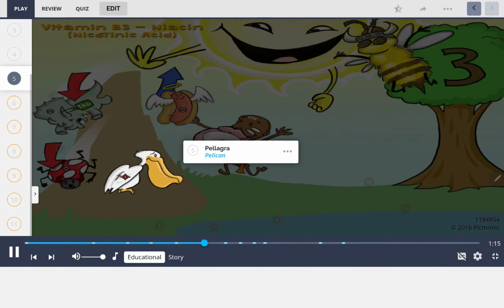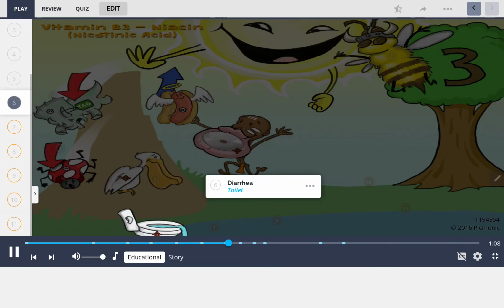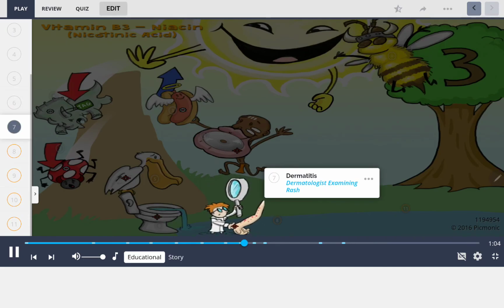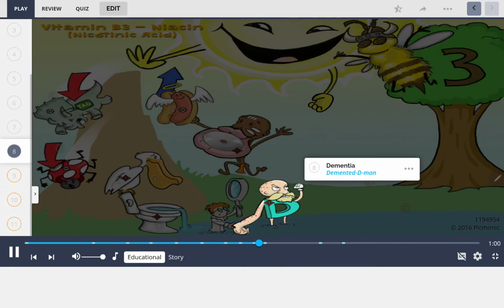It can also be used to treat niacin deficiency, also called pellagra, shown by the pelican. Patients with pellagra may experience diarrhea, the toilet, dermatitis, the dermatologist examining a rash, and dementia, the demented D-man.